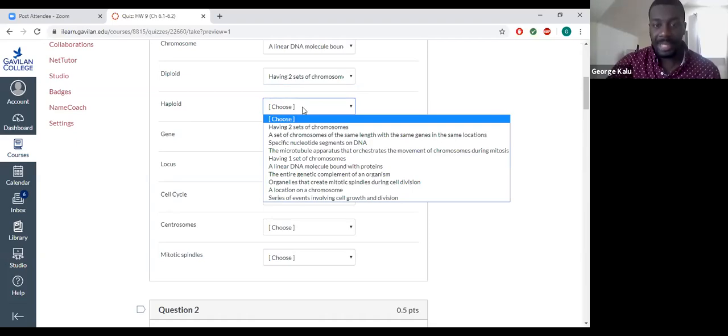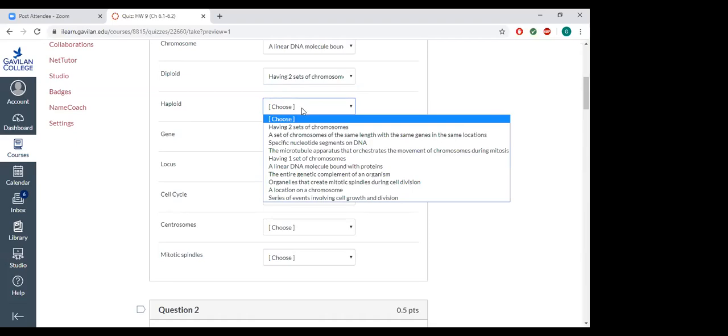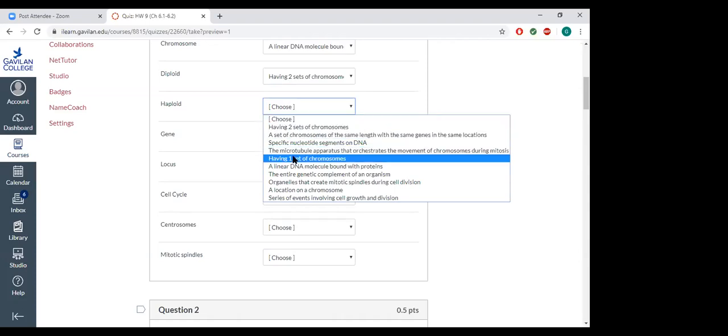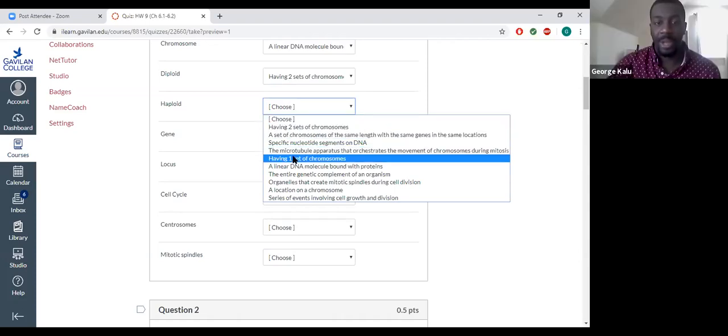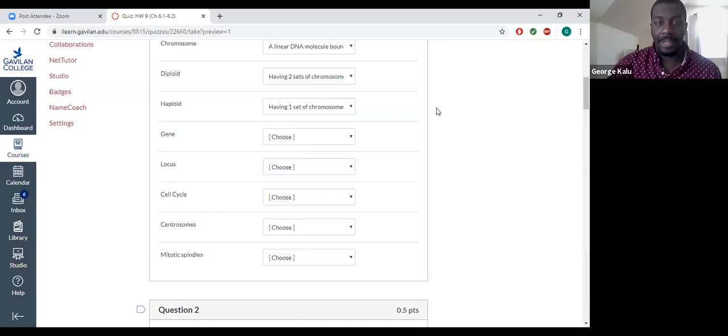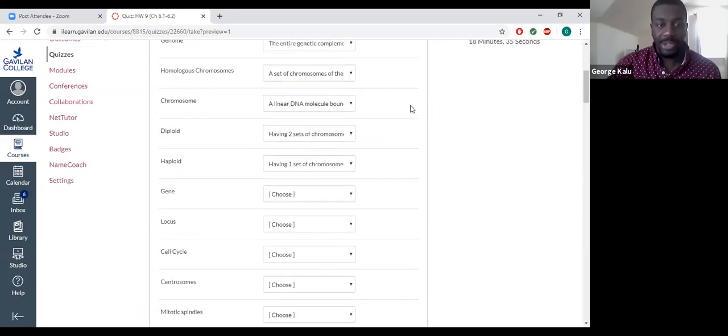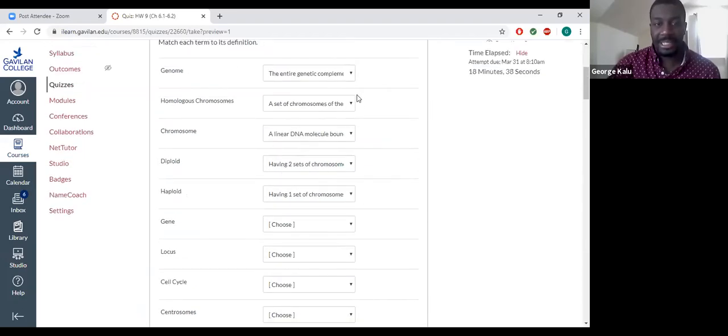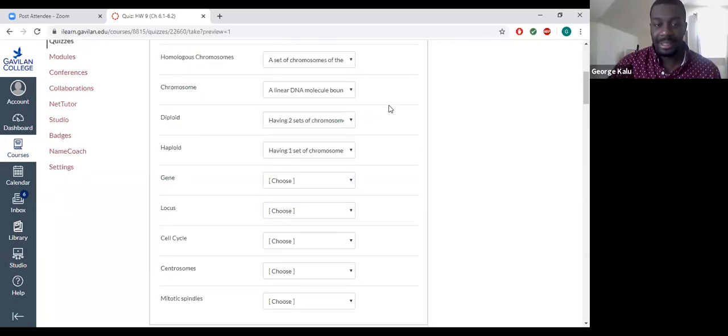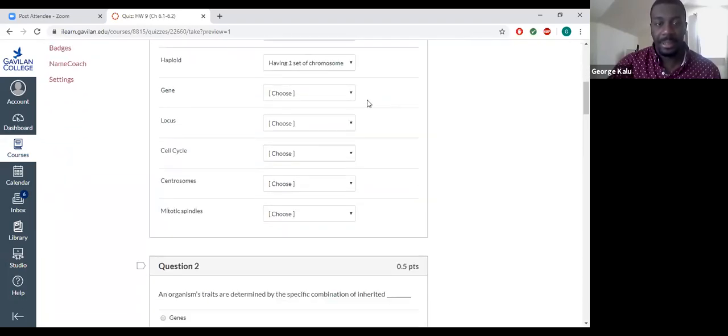Now, if you're a haploid cell, how many sets of chromosomes do you have? One. Right. So a haploid organism or a haploid cell would have one set of chromosomes. Perfect. Cool. Any questions on these definitions so far? All right, cool. Okay, so looks like we're good.